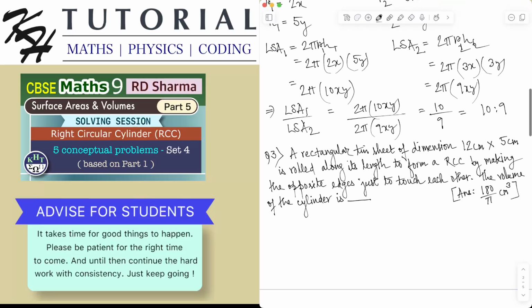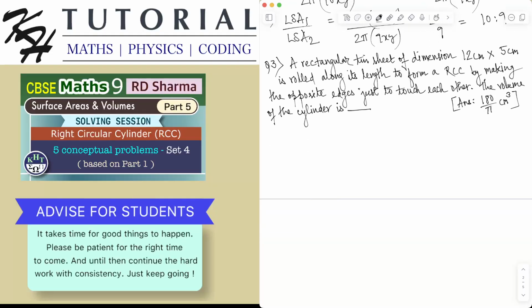Okay, let's see the next problem. A rectangular tin sheet of dimension 12 cm by 5 cm is rolled along its length to form a RCC by making the opposite edges touch each other. So basically, when you roll a rectangular sheet along any side, it could be along the breadth or along the length, a RCC is formed.